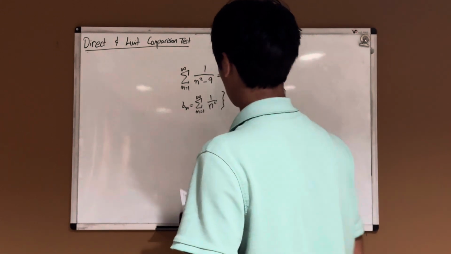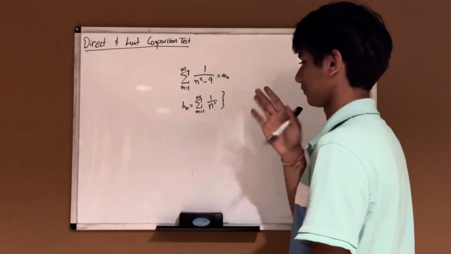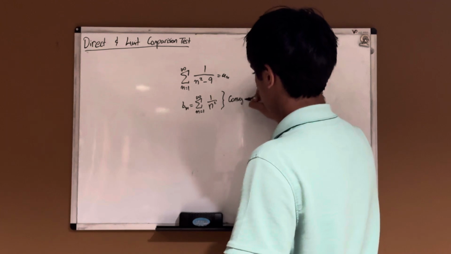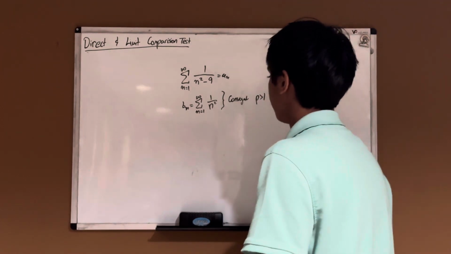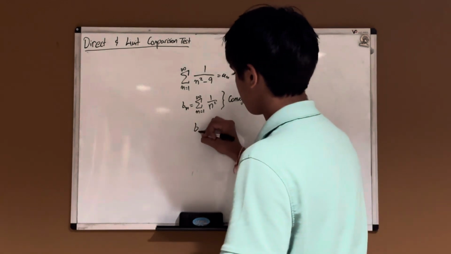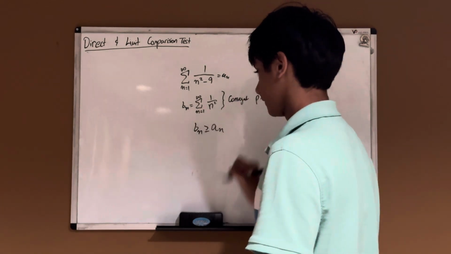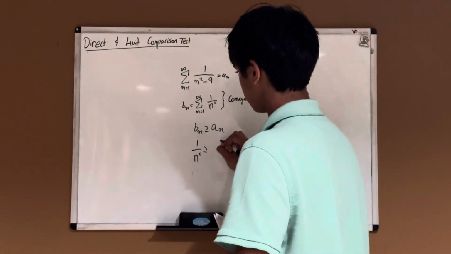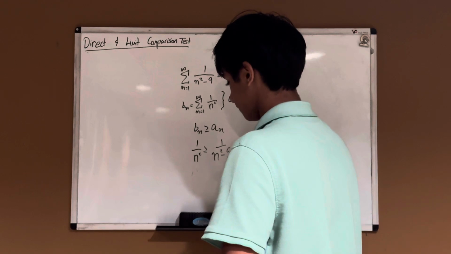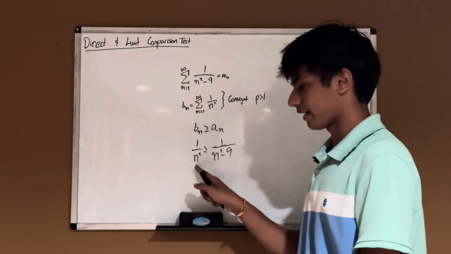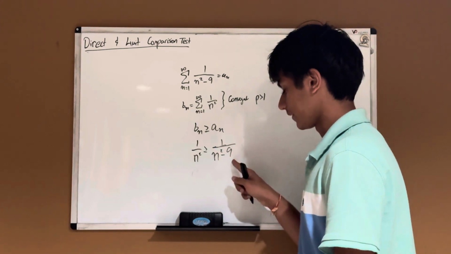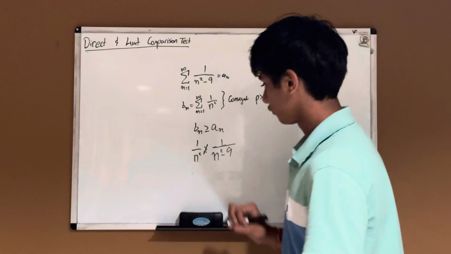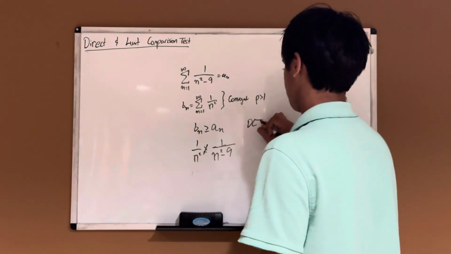Again, it's a p-series, and this is a convergent series because p is greater than 1. So now we need to prove that b of n is greater or equal to a of n. In this case, that's not true. We're saying 1 over n squared is greater or equal to 1 over n squared minus 9, which isn't true, because in this case we have nothing in the denominator, but in this case we're subtracting 9. By making the denominator smaller, we're increasing the value. So this relationship is not true, and the direct comparison test fails.